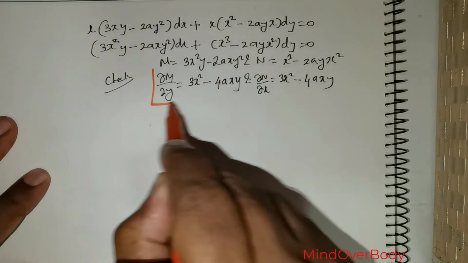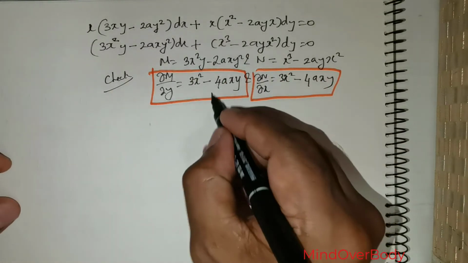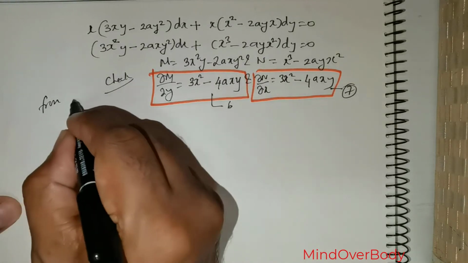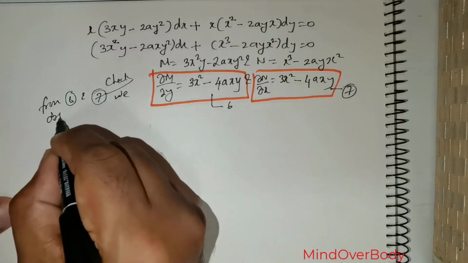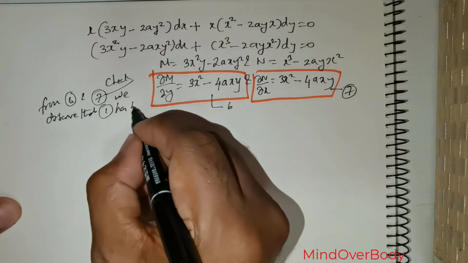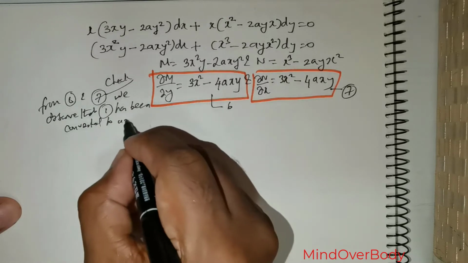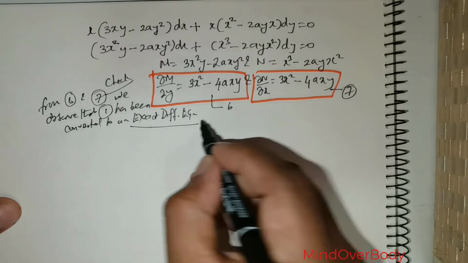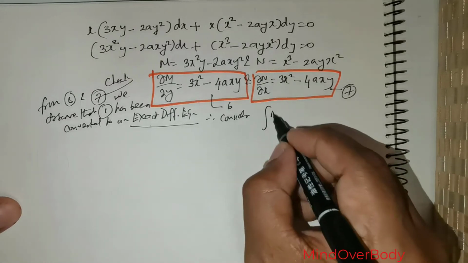So if I were to box this and probably name it as say 6 and 7, I can state from 6 and 7 we observe that 1 has been converted or reduced to an exact differential equation, right? So therefore we will consider integral M dx.